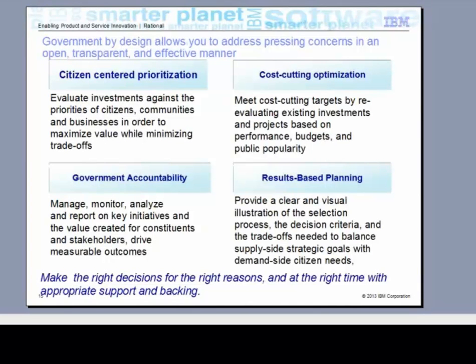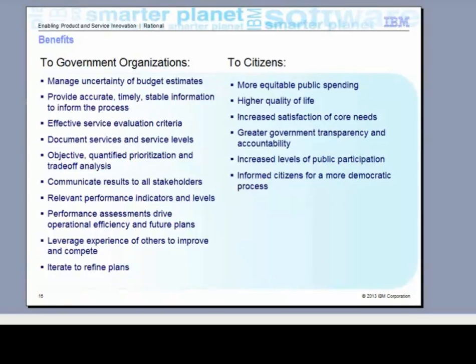So in summary, Government by Design encompasses a set of methods, tools, techniques, and work product templates that enable you to take a results-driven approach to effective, open, and transparent government to deliver the best results you can with available revenue. These concepts can be organized into 4 broad categories around citizen-centered prioritization, government accountability, cost-cutting optimizations, and results-based planning. On the next chart, you can see some of the benefits to both government organizations and citizens.